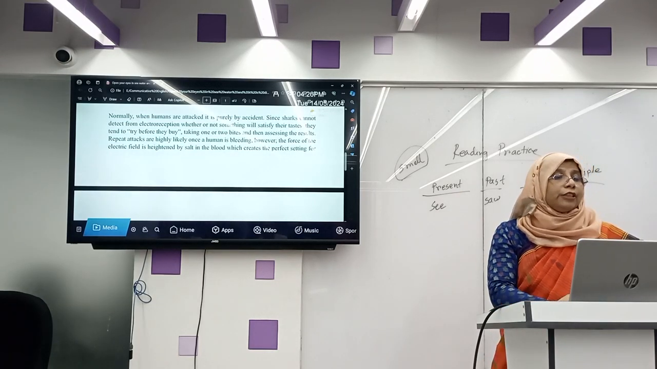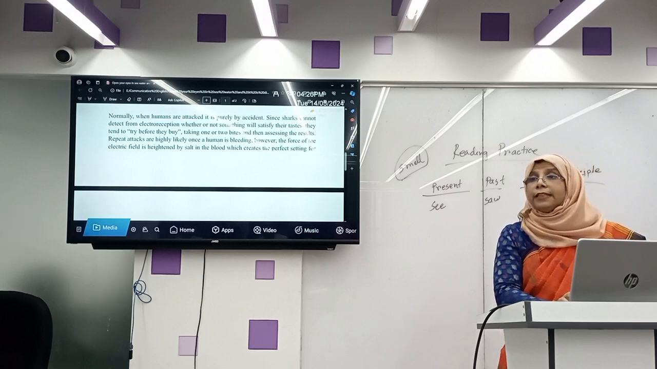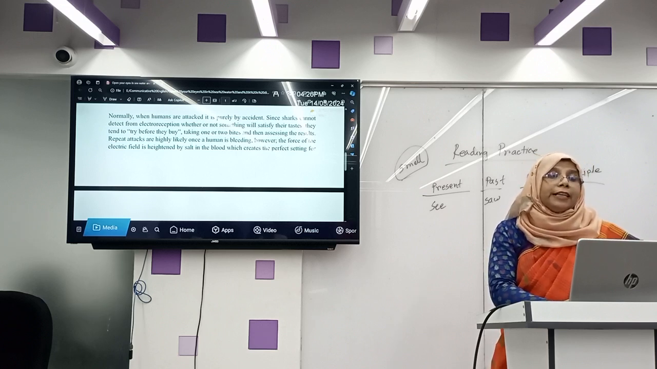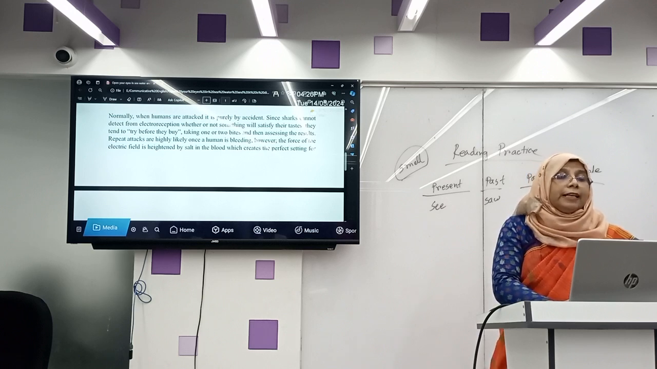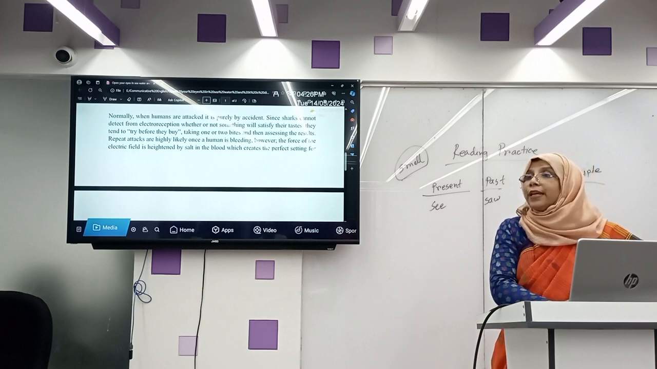Since sharks cannot detect from electroreception whether or not something will satisfy their taste, they tend to try before they bite, taking one or two bites and then assessing the results. Repeat attacks are highly likely once a human being is bleeding.